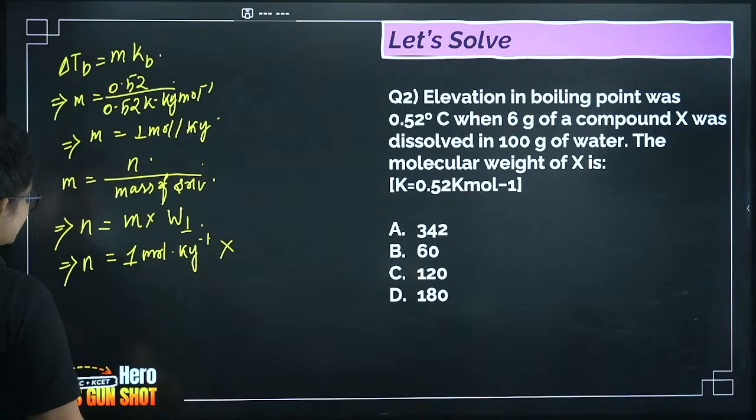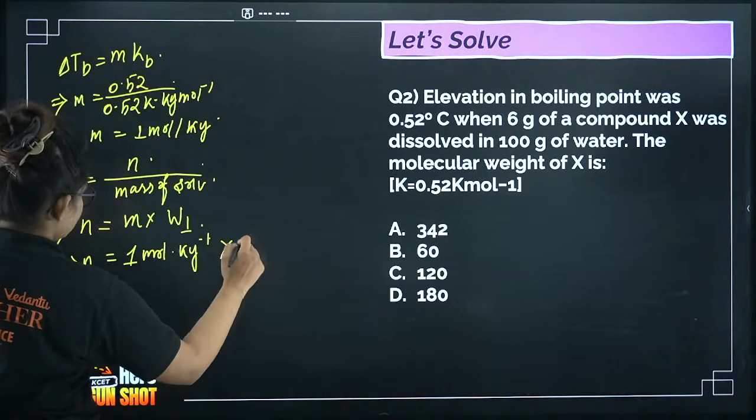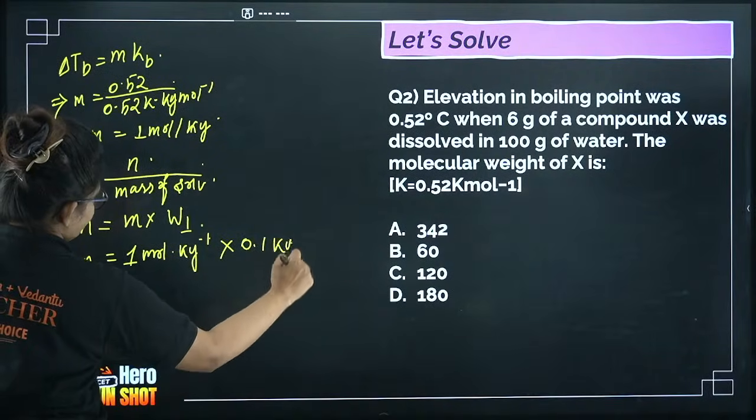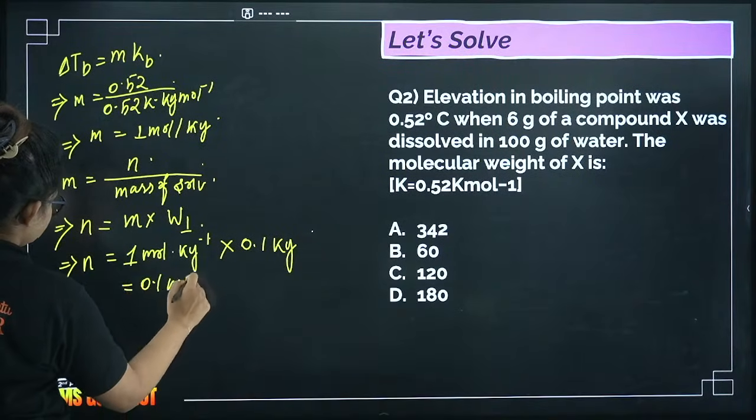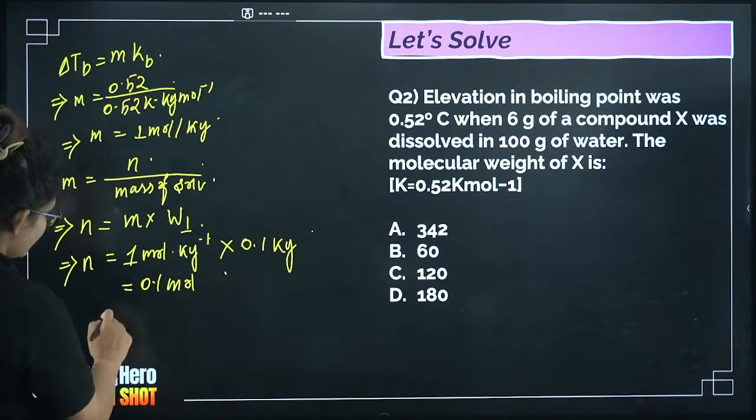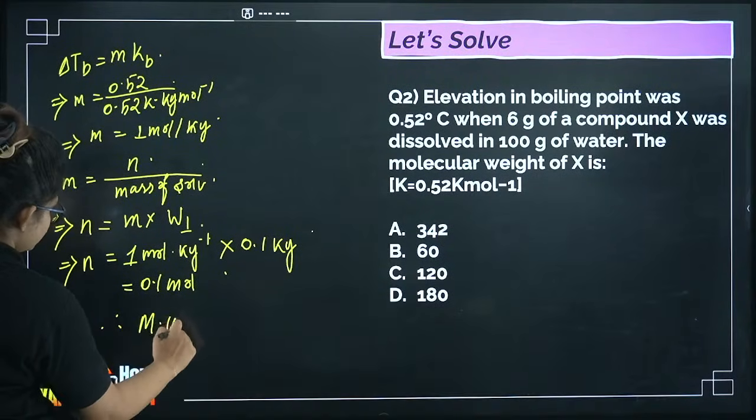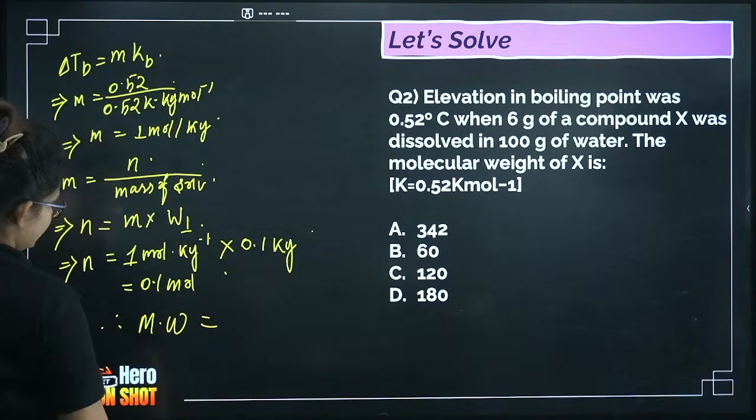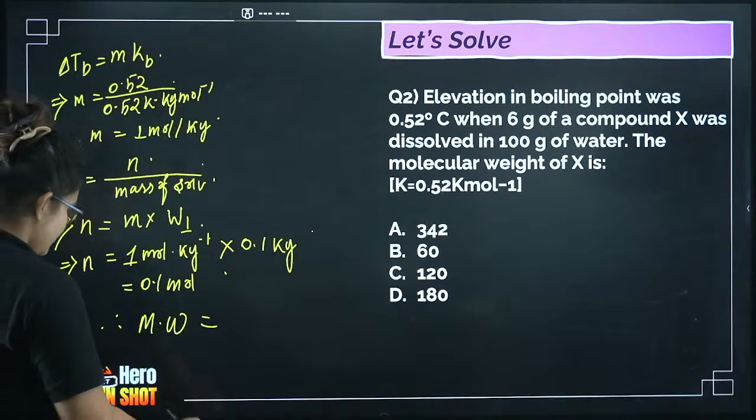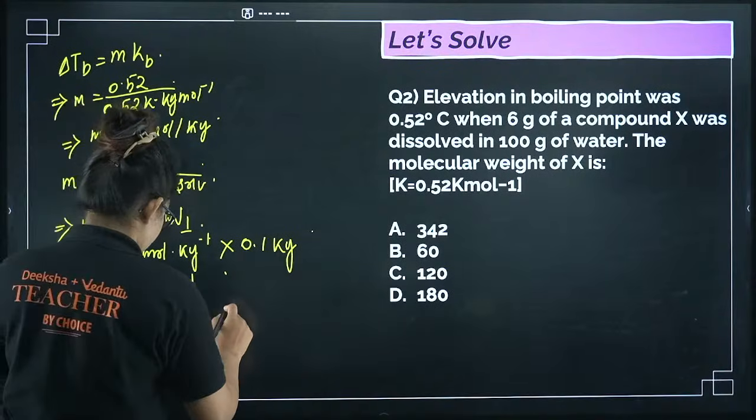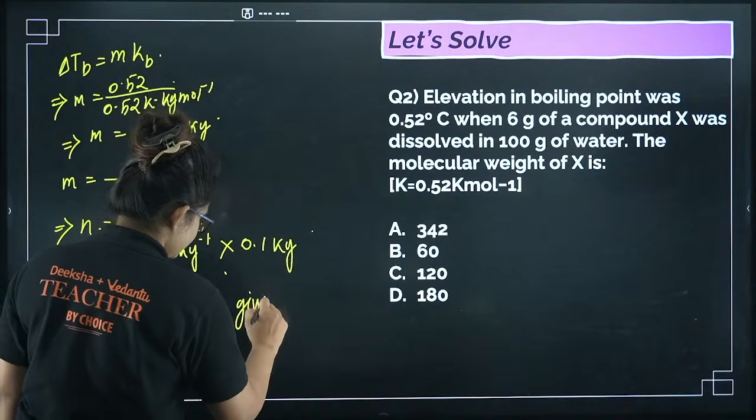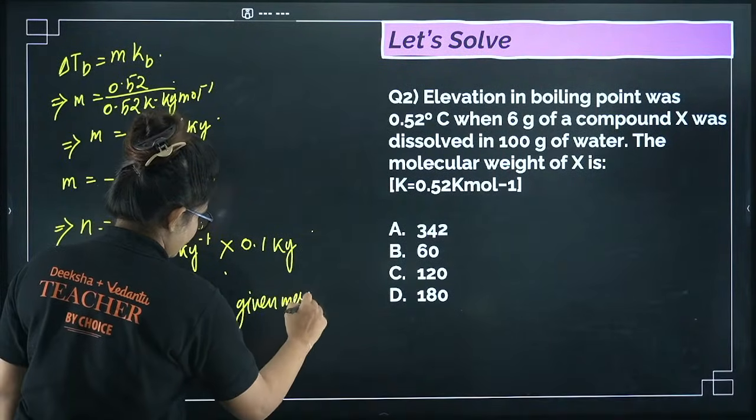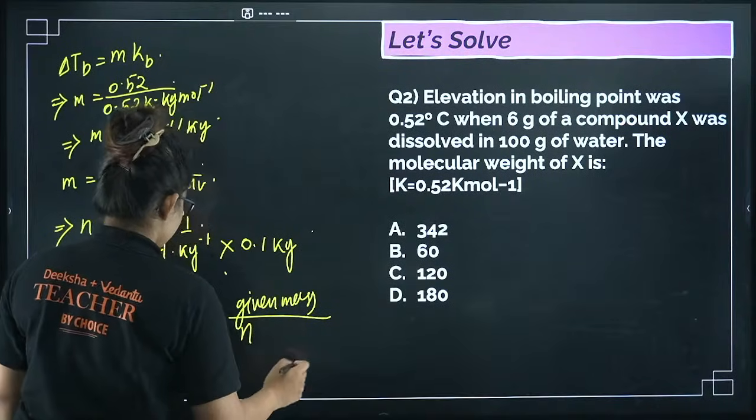We are taking it in kg because the unit should be matched, so 0.1 kg. As a result you are getting something like 0.1 mole, right? Now molecular weight you can calculate. That is, the mass, meaning the given mass, divided by the number of moles, right?